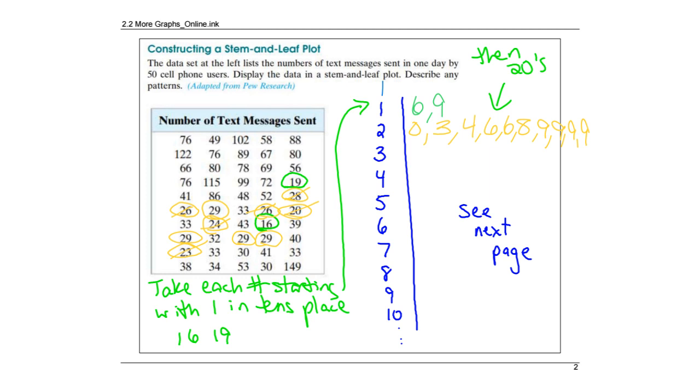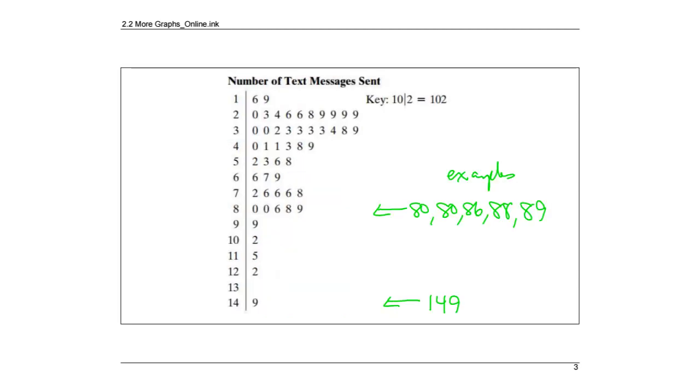So let's look at the whole chart when it's done. Okay, here's the chart completed. Again, we see that in the first one, that would be 16 and 19. Let's go down here to the 12, that would be 122. Down here at the bottom, that would be 149.